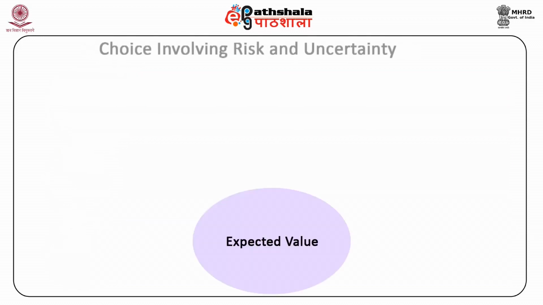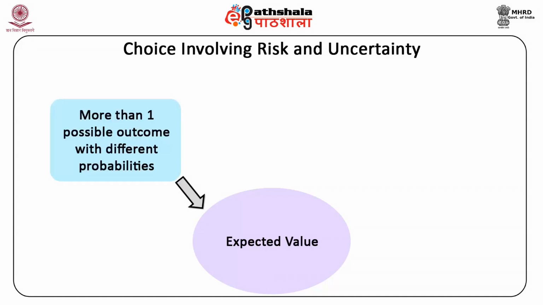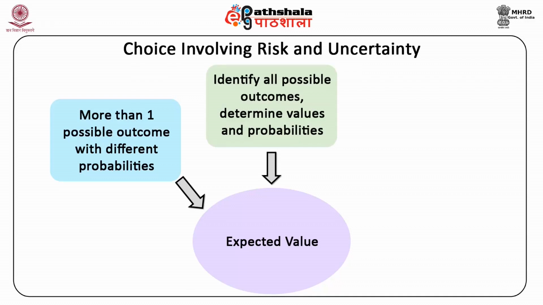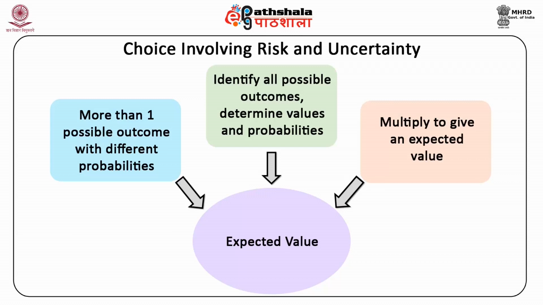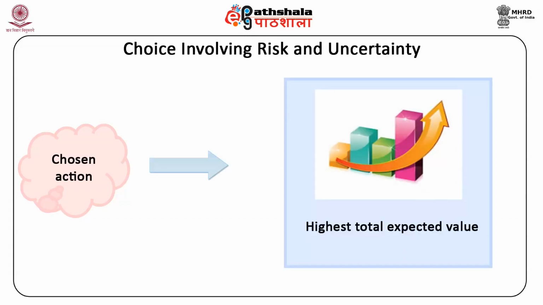The idea of expected value is that when faced with a number of actions, each of which could give rise to more than one possible outcome with different probabilities, the rational procedure is to identify all possible outcomes, determine their values, which could be positive or negative, and the probabilities that will result from each course of action, and multiply the two to give an expected value. The action to be chosen should be the one that gives rise to the highest total expected value.